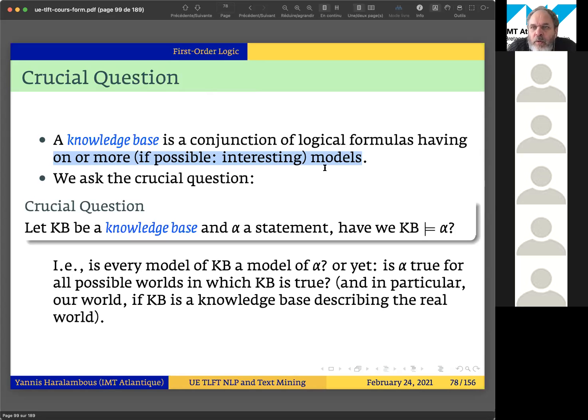Now, what we want to know, and this is the crucial question in knowledge representation, is whenever I have a statement and a knowledge base and an interpretation of both the knowledge base and the statement, do I have a consequence? Is my statement a consequence of the knowledge base?